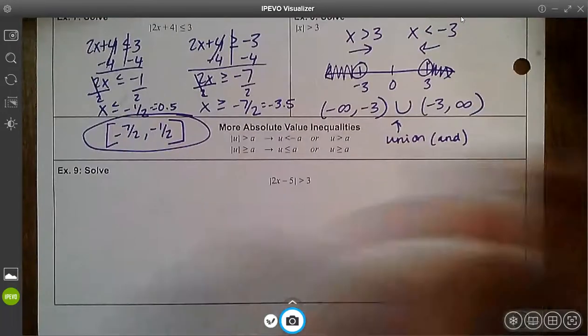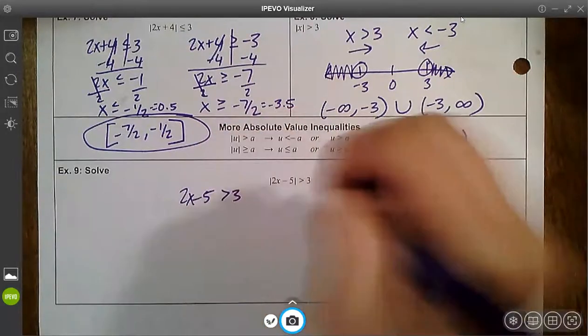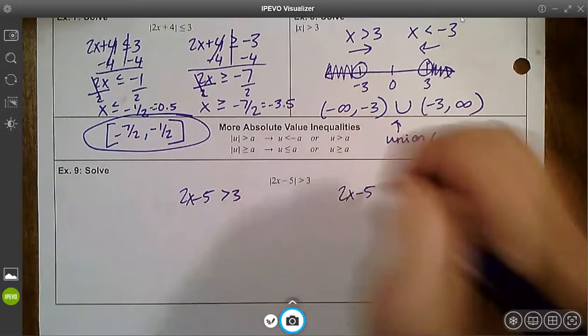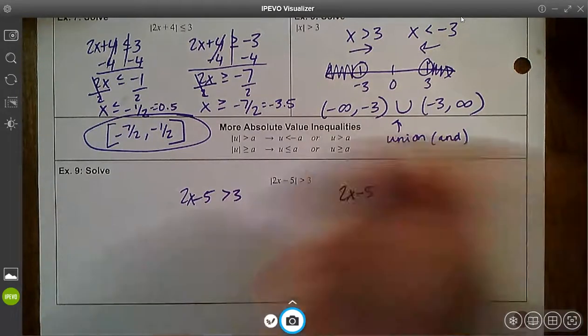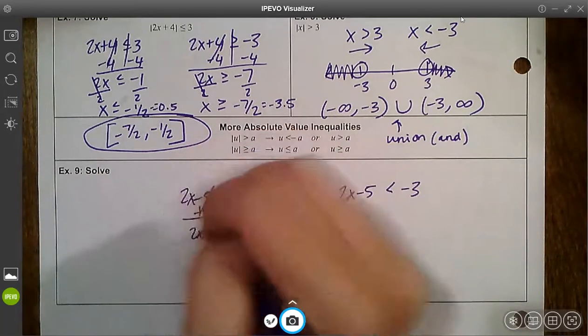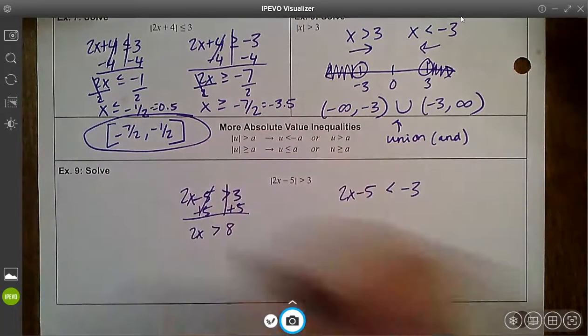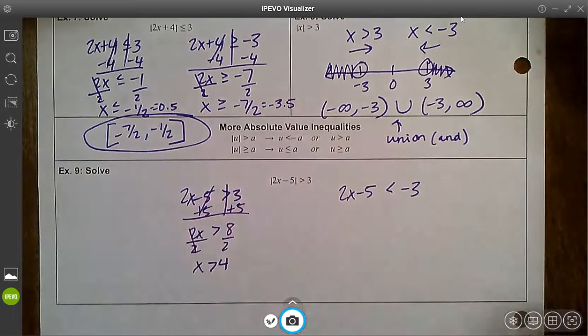And then our last one, I'm going to split this up. I have 2x minus 5 is greater than 3, and I have 2x minus 5 is less than negative 3. Add 5 to both sides. 2x is greater than 8. Divide both sides by 2. X is greater than 4.